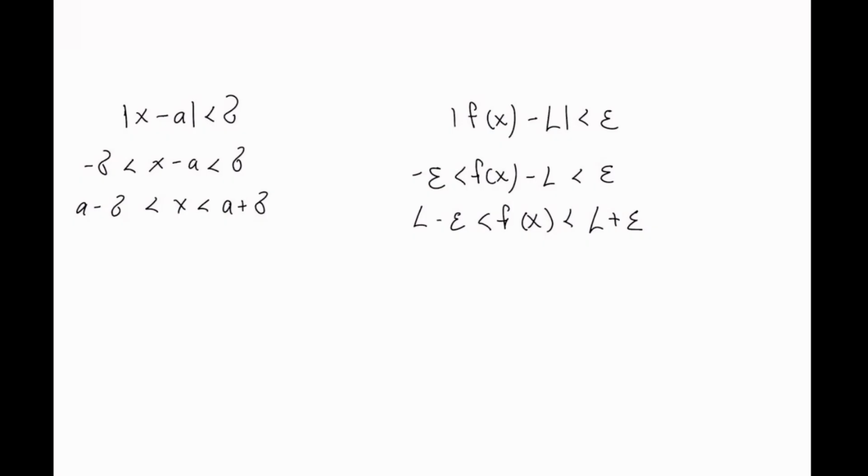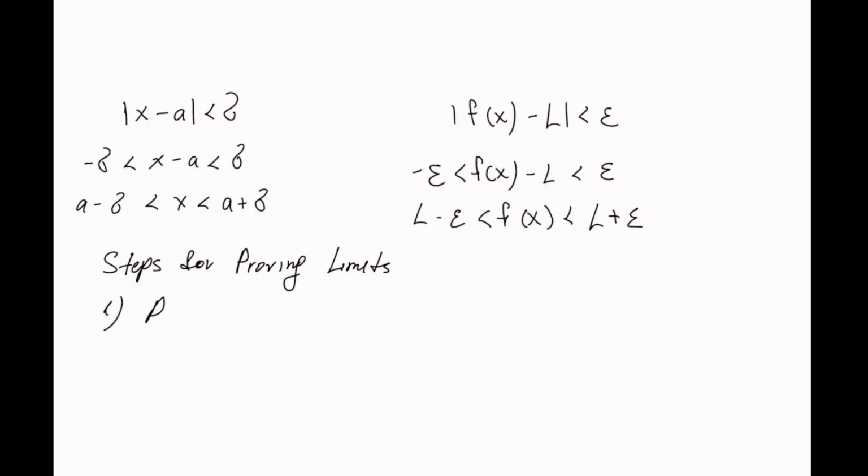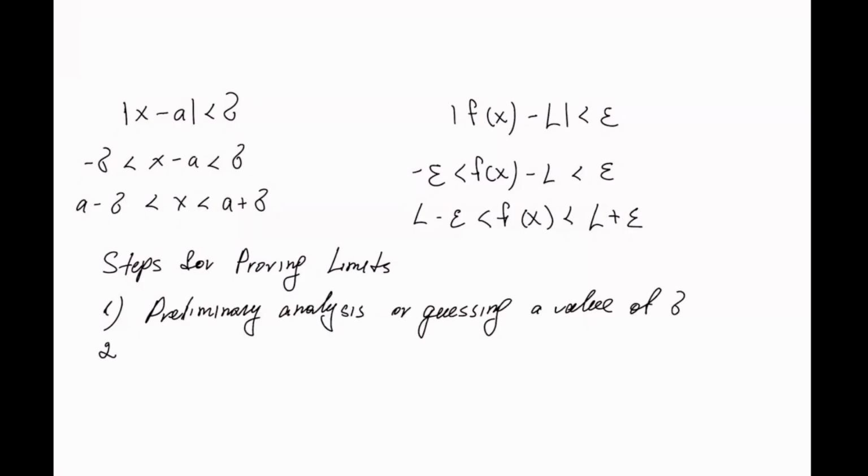So now let me write the steps for solving or proving the limits. First one, preliminary analysis or guessing a value of delta. And second, proving or showing that this delta works. Okay, so now let's look at the example. Let's prove that the limit as x approaches 3 of 2x plus 1 equals 7.